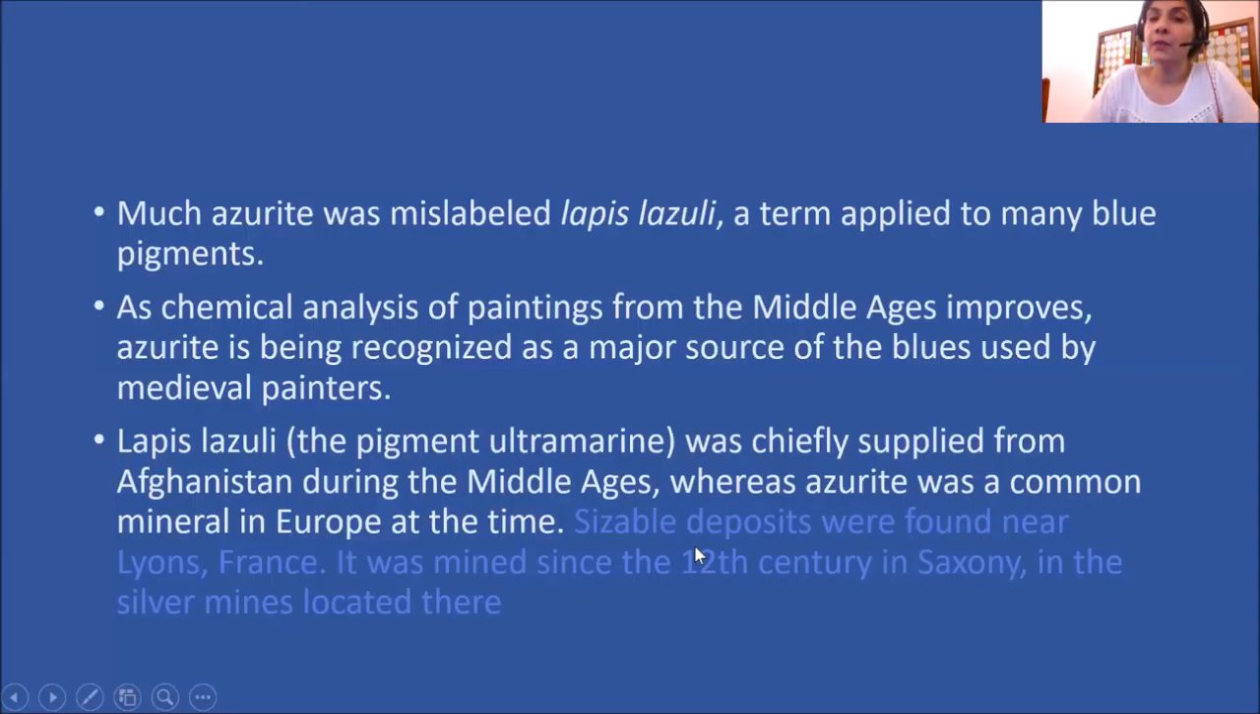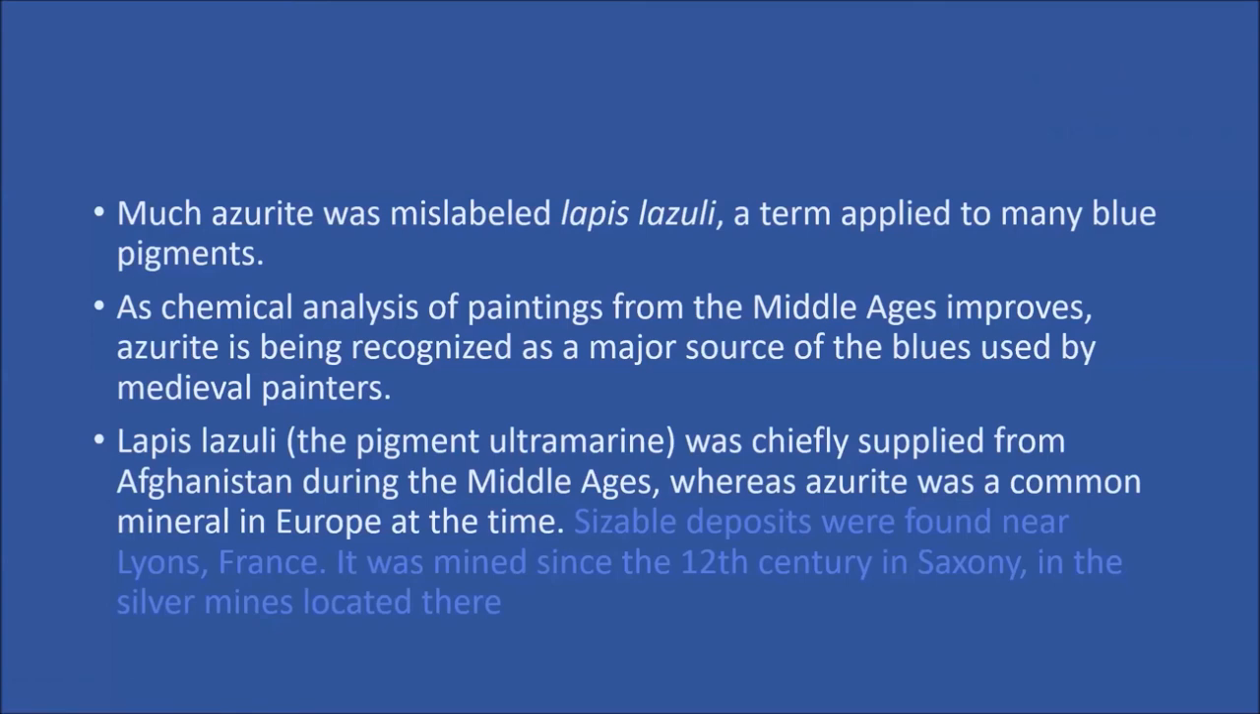Much azurite was mislabeled lapis lazuli, a term applied to many blue mineral pigments. As chemical analysis of pigments from the Middle Ages improves, azurite is being recognized as a major source of blues used by medieval painters. Lapis lazuli is the stone; lapis means stone. When it is crushed, we get the blue pigment called ultramarine, which was chiefly supplied from Afghanistan during the Middle Ages, whereas azurite was a common mineral in Europe at the time.